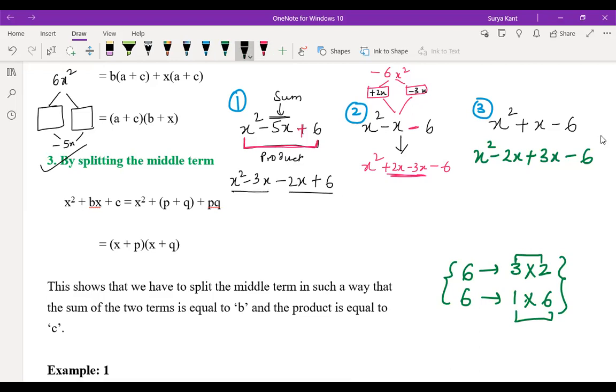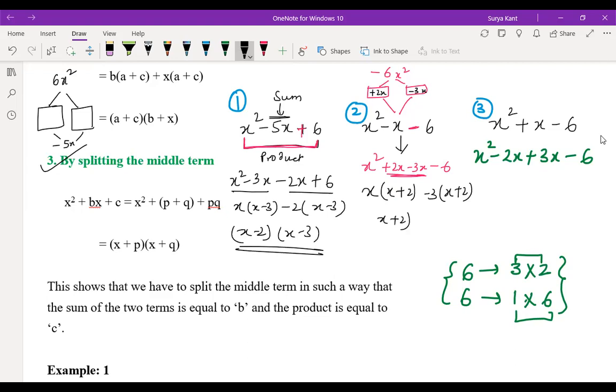So what we can do now, we have to take 2 common here. This first part, second part. You can write here x minus 3, minus 2 times x minus 3. So x minus 2 and x plus 3. This is your factorization. Again, you can write x plus 2, minus 3 times x plus 2, so x plus 2 into x minus 3. Is it clear, children? Yeah, sir.